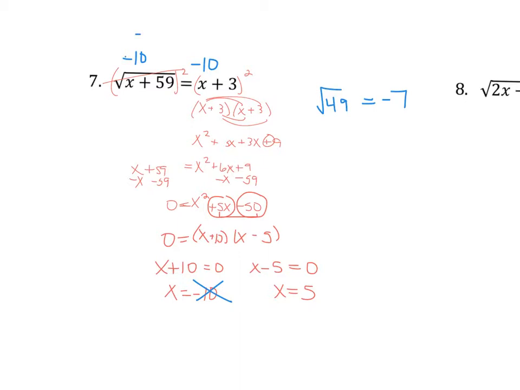When we plug 5 in, we're going to have the square root of 64 equals 8. That does work. So 5 is a solution.